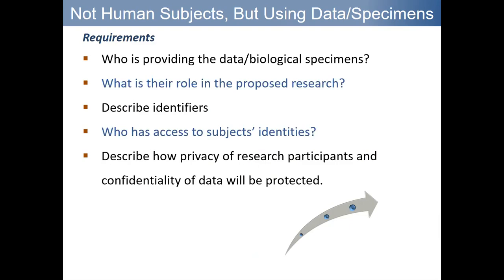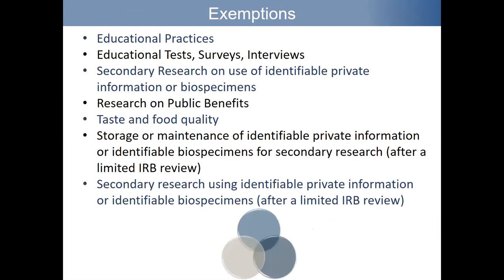The next type of human subjects research is exempt human subjects research. There are a number of exemption categories, and these include things like educational practices, tests, surveys, and interviews, secondary research on the use of identifiable private information, research on public benefits, taste and food quality, etc. With these, they're not saying that this is not human subjects, it's just that this particular use of human subjects is exempt from protections that you would have to describe in your application.